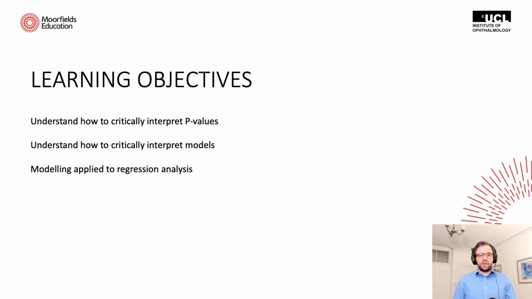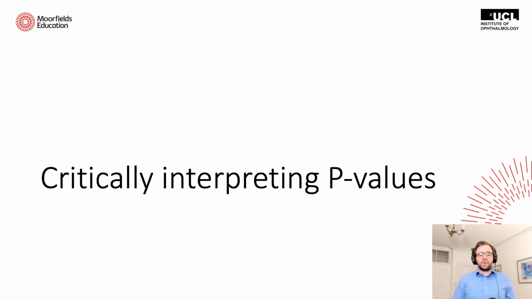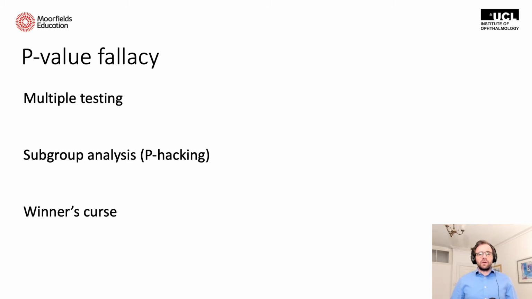Okay, so learning objectives for this module are to understand how to critically interpret p-values, to understand how to critically interpret models, and understand more about modeling when applied to linear regression. So first we'll start with critically interpreting p-values. In particular, we're going to review some p-value fallacies, in particular around multiple testing, subgroup analysis, and winner's curse.